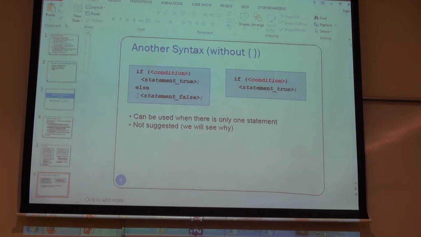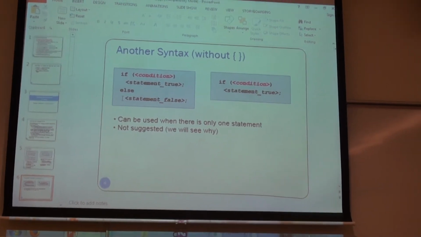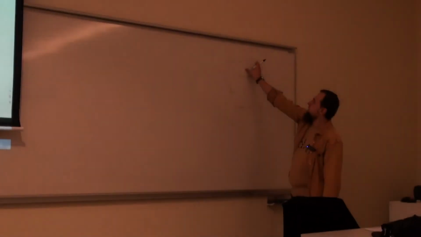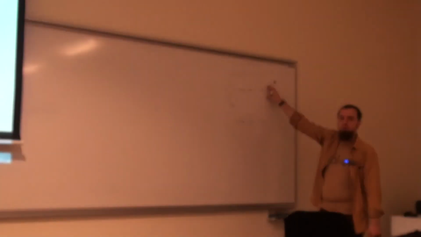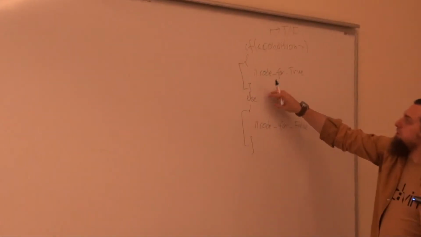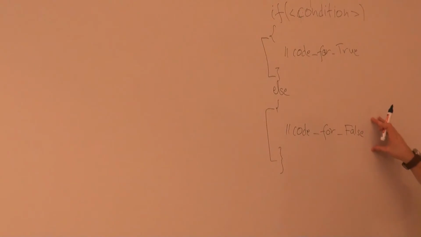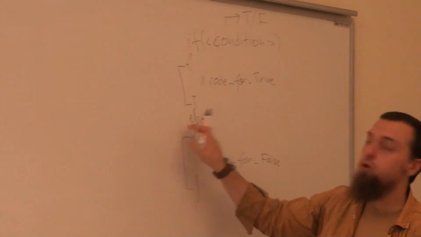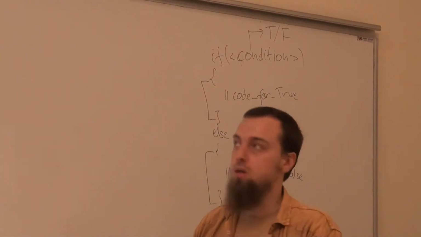I think we should record this one also. Again, if the condition is true, we execute this stuff here. If the condition is false, we execute this one. Okay? Code for false. Well, you can skip the else clause.